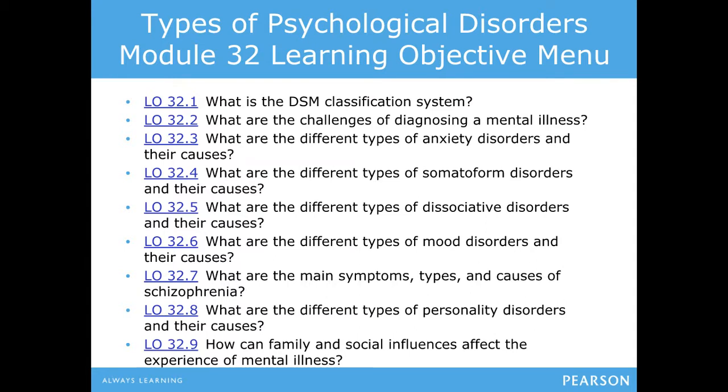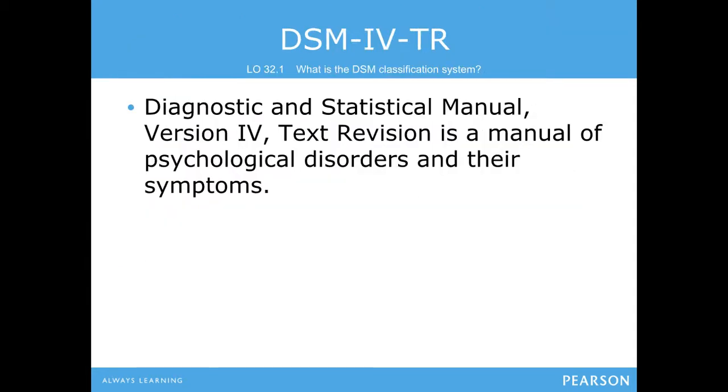Let's get started. So what is the DSM classification system? What you have to understand is that we use tools to measure whether someone has a psychological disorder or not. We assess their abnormal behavior and look at many different factors and try to make a good assessment of what type of psychological disorder they have. This is where the DSM comes in.